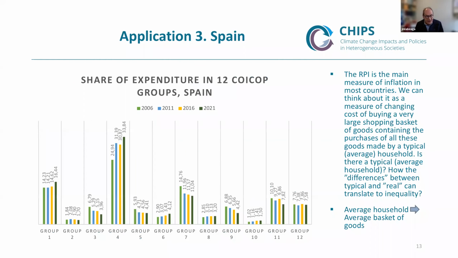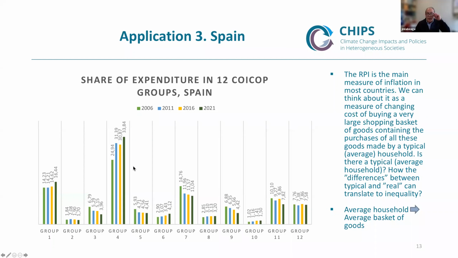The third application is to answer a question of whether we can use inflation to say something about inequality. The retail price index is the main measure of inflation in most countries. We can think about it as changing the cost of buying a very large shopping basket of goods containing the purchase of all these goods made by a typical household. That's how the Institute of Statistics gives the inflation.